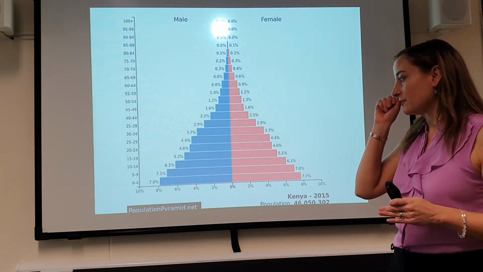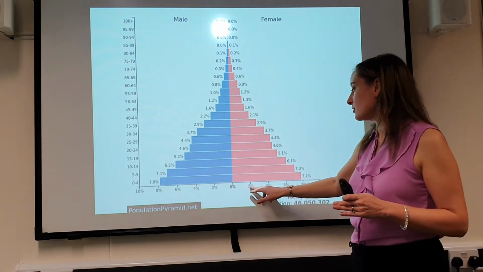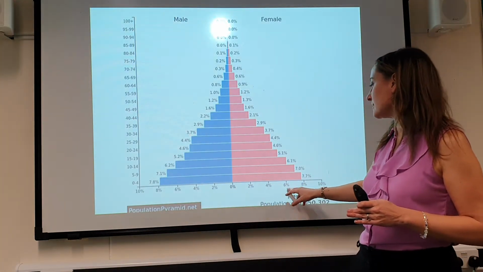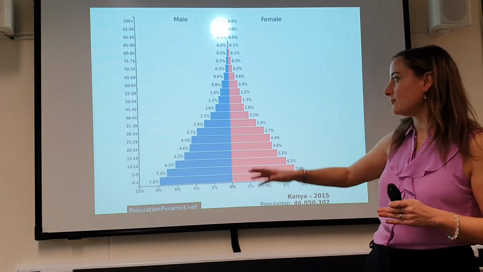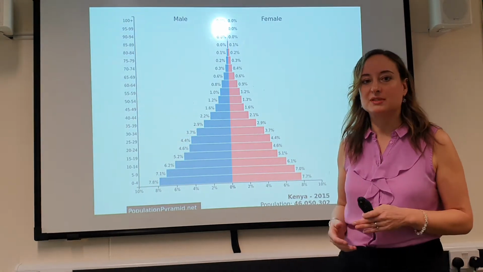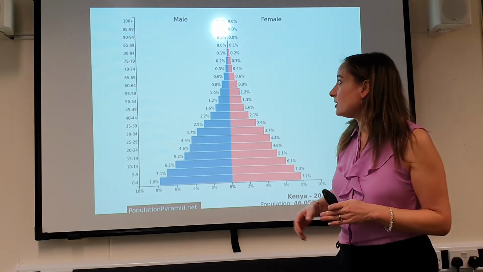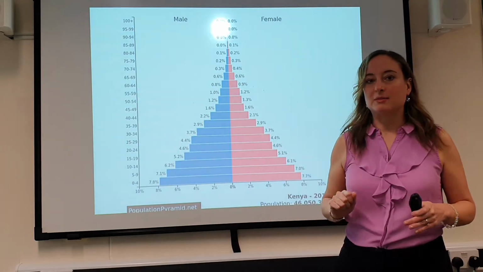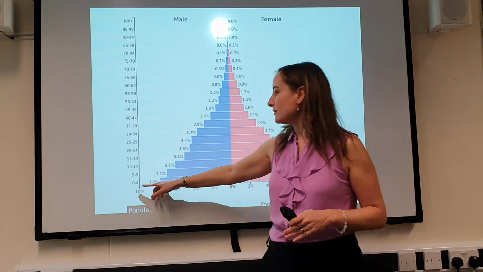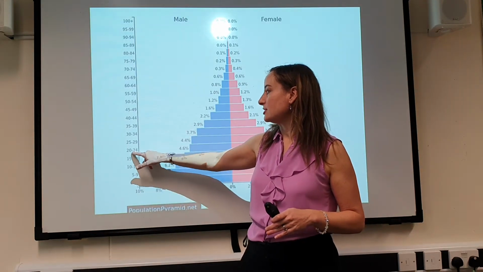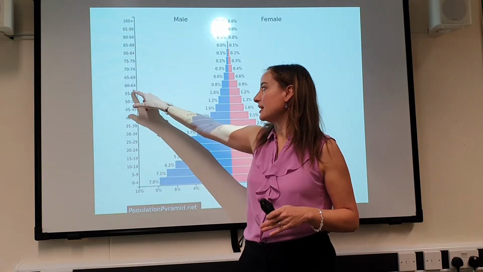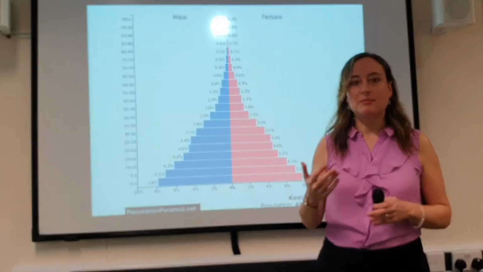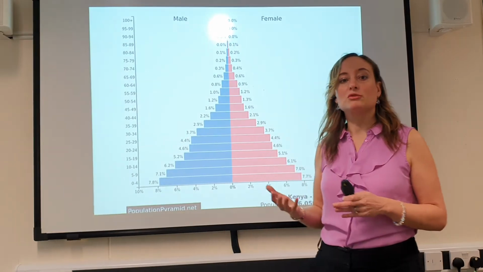So what you've got for starters is along the bottom you've got the percentage of the total population. So 0%, 2%, 4%, 6% and so on. If you add everyone up on this graph, it should add up to 100% of the population. Then on this side you've got all the males, and on this side you've got all the females. And then over here on this axis you've got the ages of the different groups.